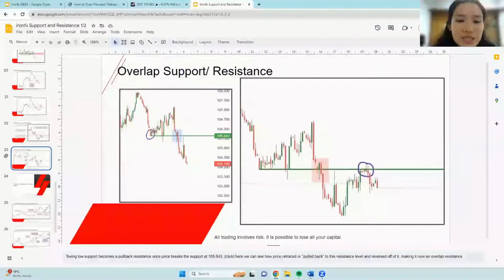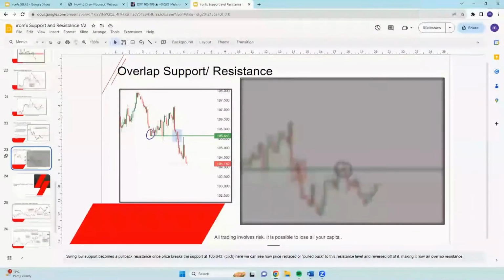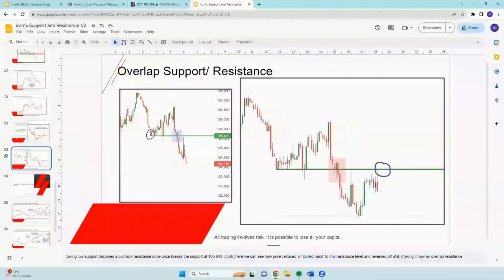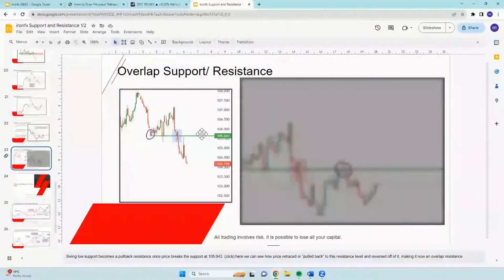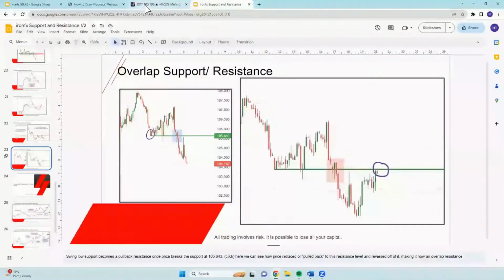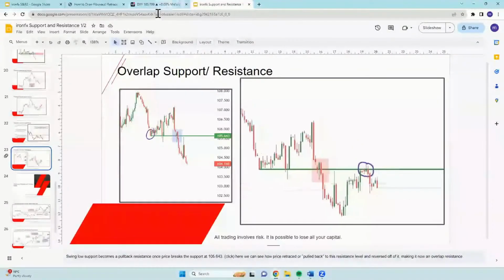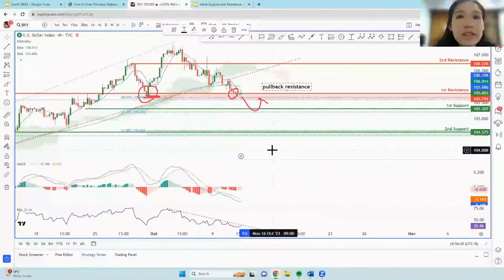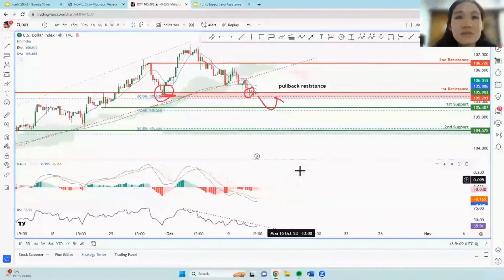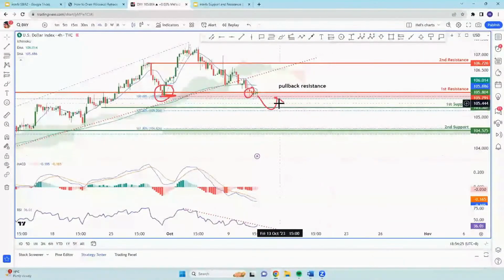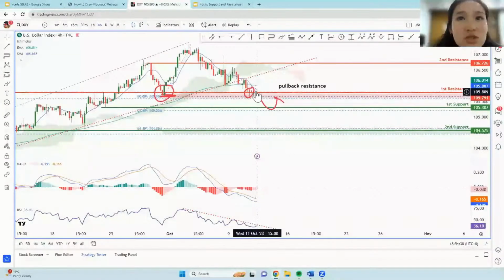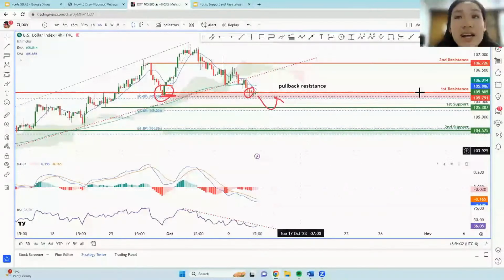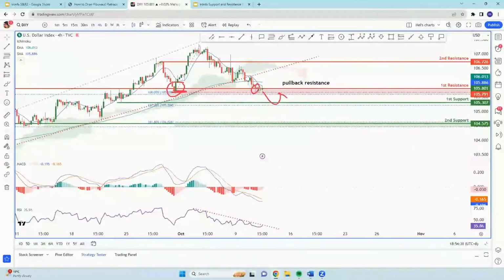Does that answer your question? Yes, I grasped it. At least I'll further my analysis again. But I understand what you mean by the first resistance, the line you drew, which is the pullback resistance. I understand it now. But yeah, it is a little bit close to where price is at. So I understand your concern as well.